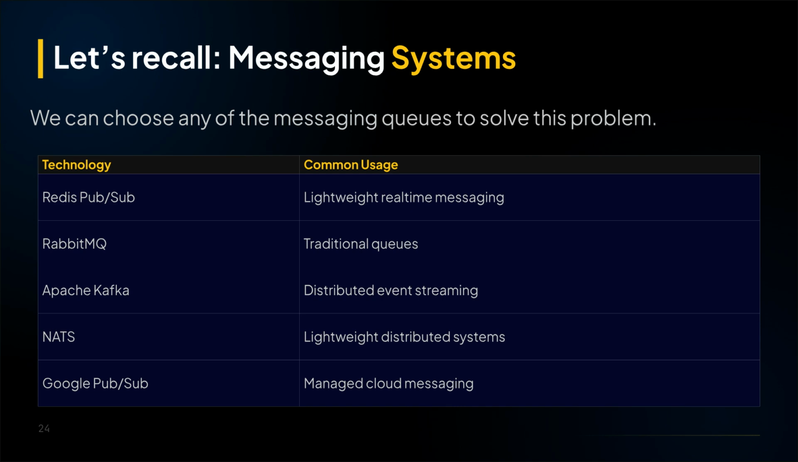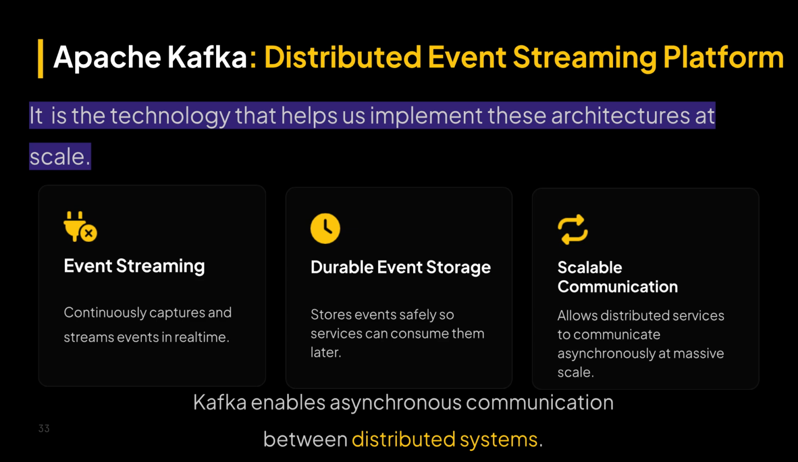Let's recall messaging systems. We can choose any of the messaging queues mentioned earlier to solve this communication issue and maintain asynchronous processing. We choose Apache Kafka out of all the options. Apache Kafka is a distributed event streaming platform. It's the technology that helps us implement these distributed architectures at scale.